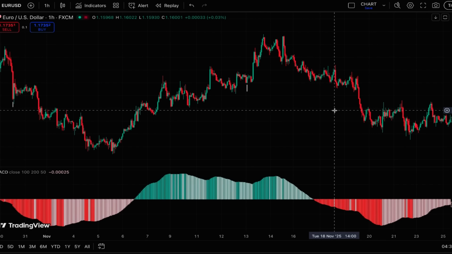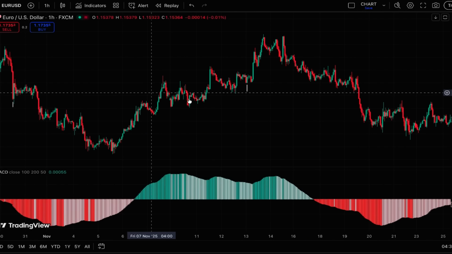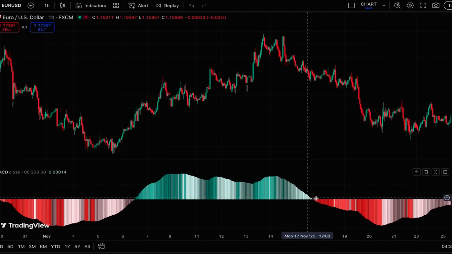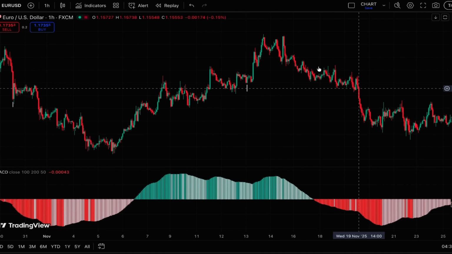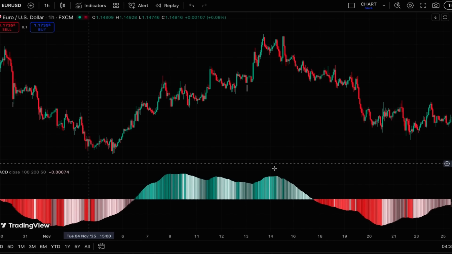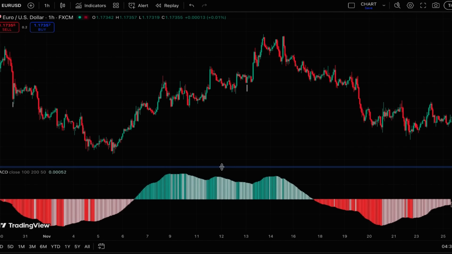The MACD histogram stays unchanged during the pullbacks, as you can see, and we have a change only when there is really a change in the trend of the market. This MACD with the settings that we made will help you to filter the false signals during pullbacks.